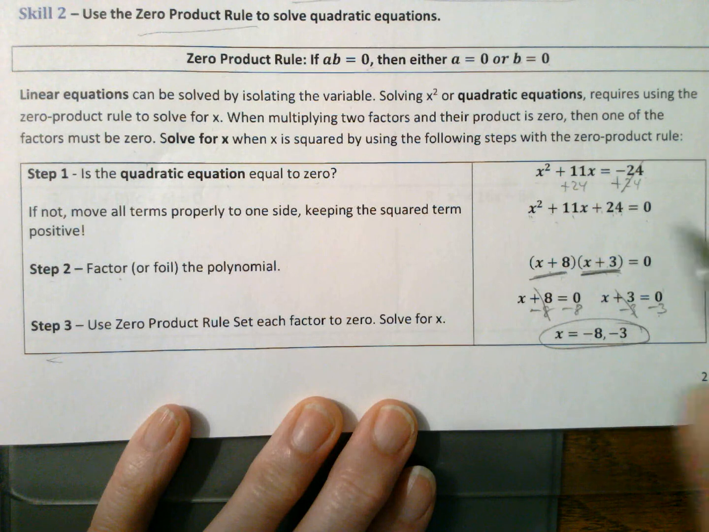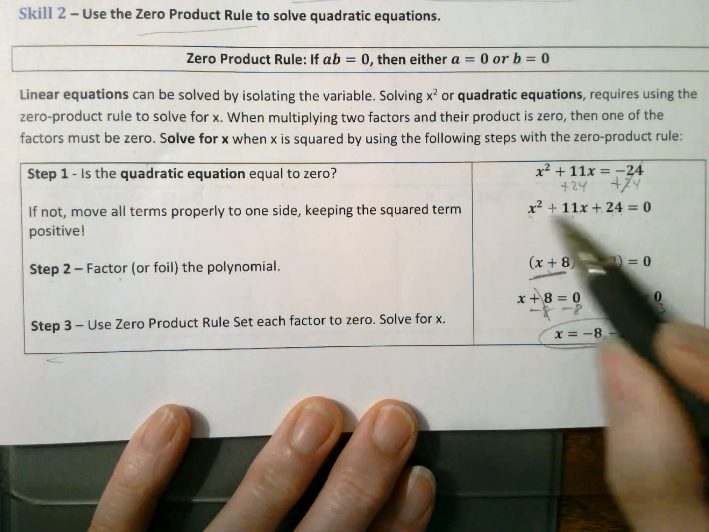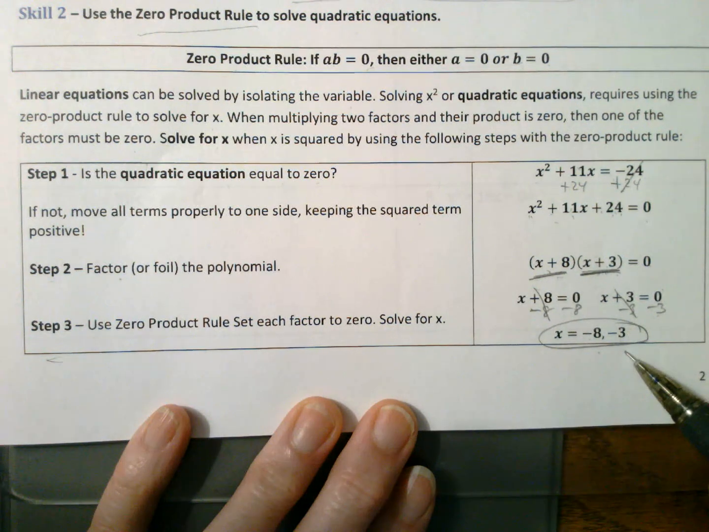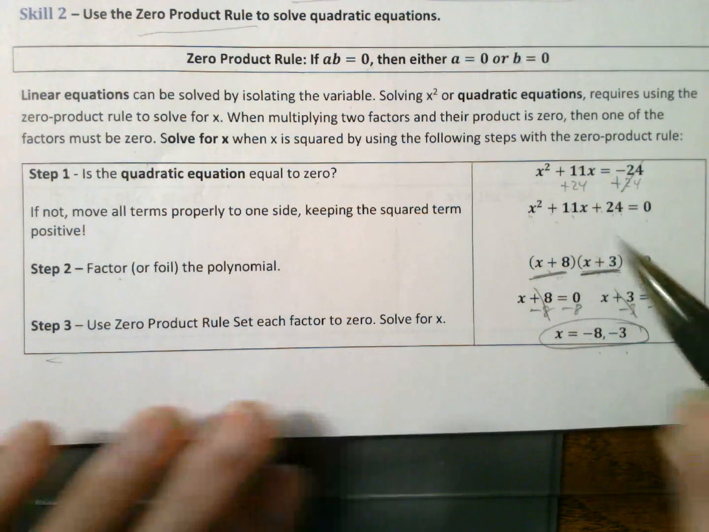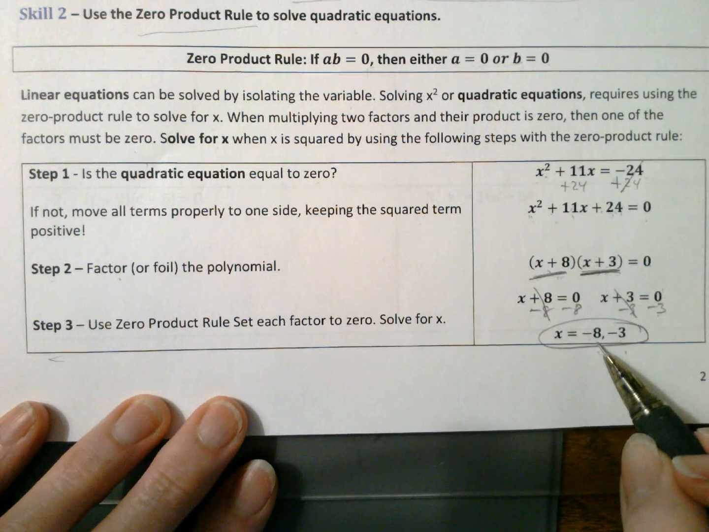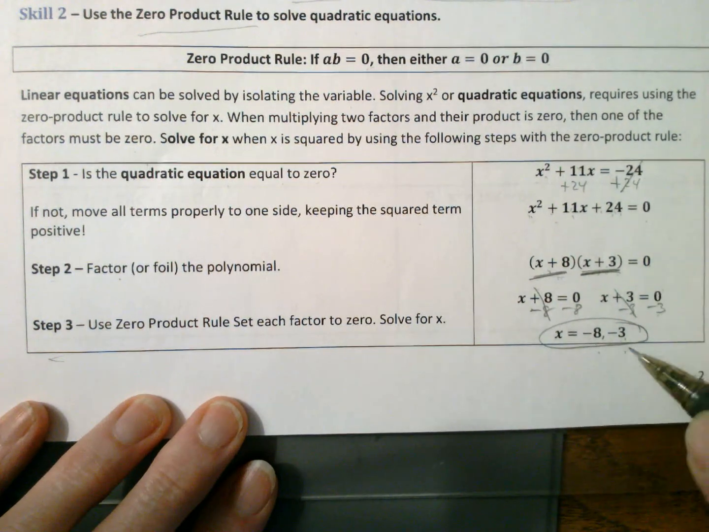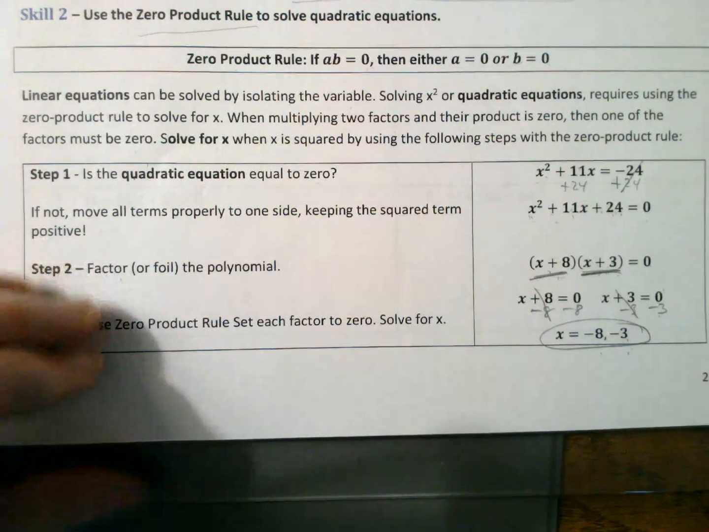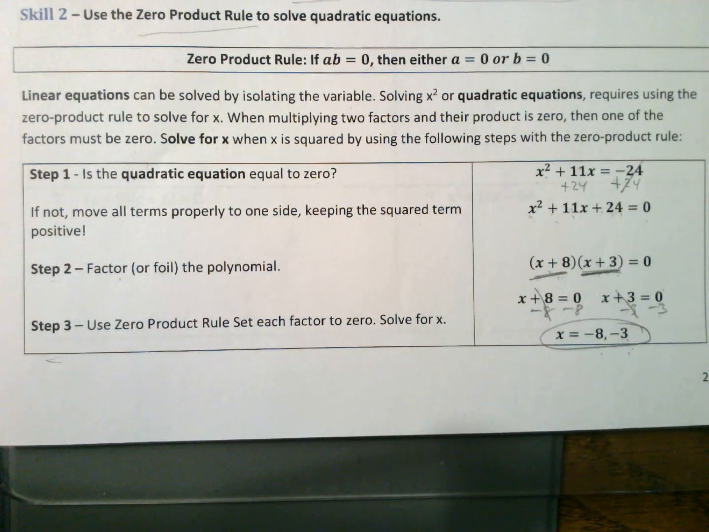Okay, so we're getting ready to factor, then we're factoring, and then we're solving. Okay, this means that this x here could be a -8 or it could be a -3. So I'll show you that on the next one in the next practice and prove to you that that's true. Okay.